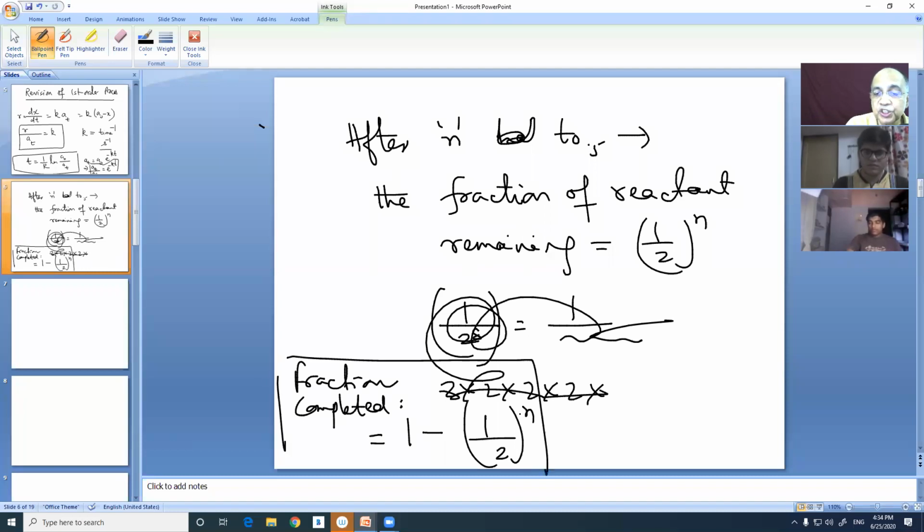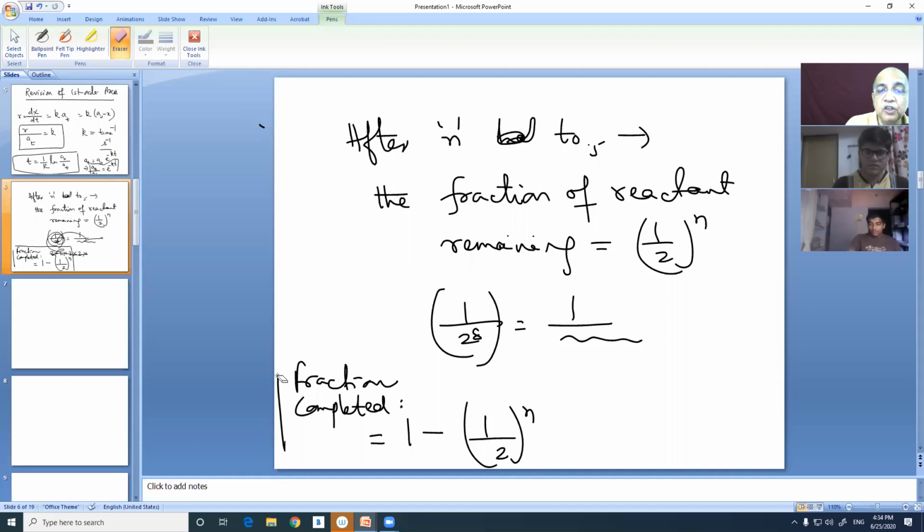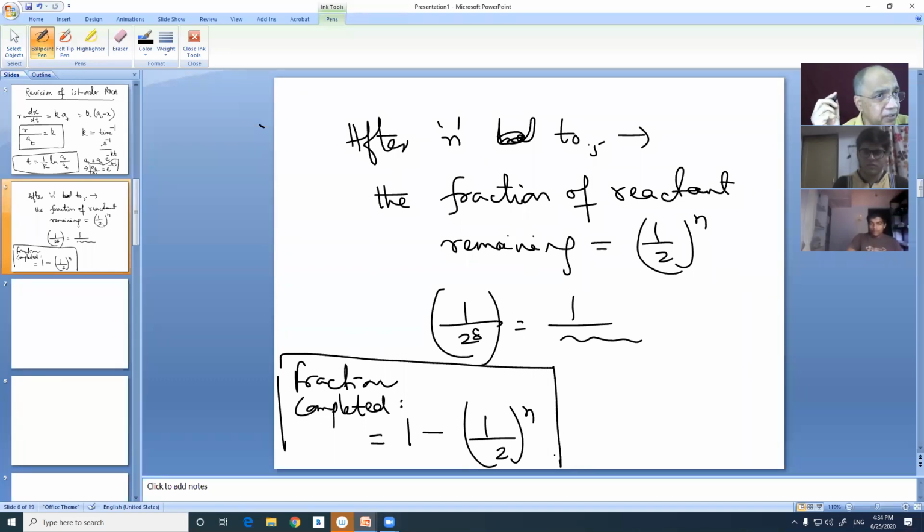So the fraction completed will be 1 minus half to the power n. So you just look at the question, what it is demanding, whether it is the fraction remaining or fraction completed. at by a0 will be the fraction remaining. So 1 minus at by a0 is the fraction converted to product.